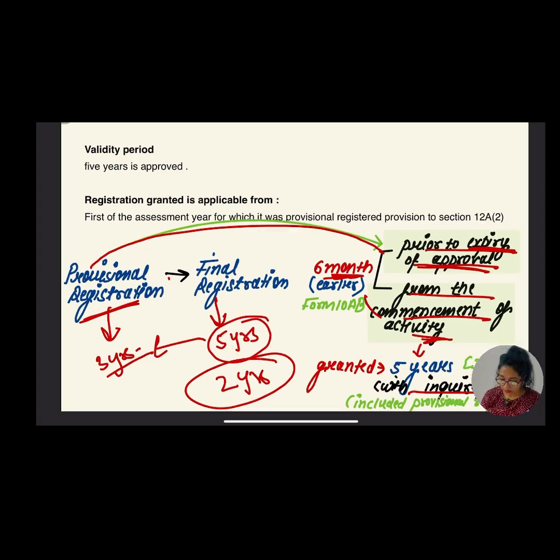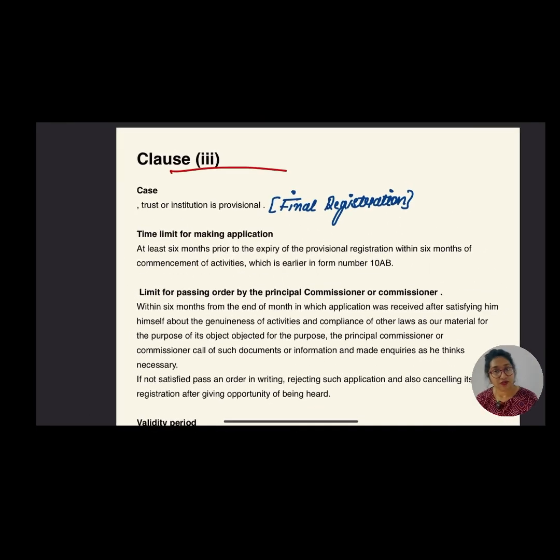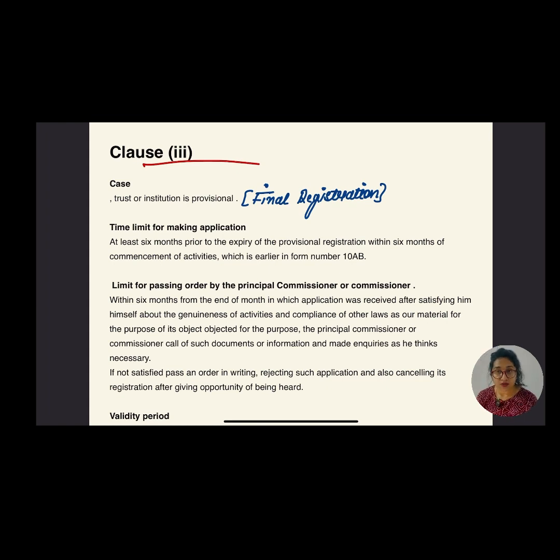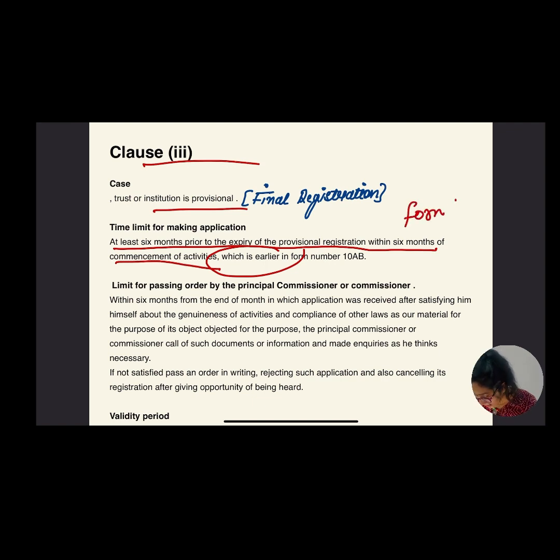Now let's go for the clause 3rd, which is of final registration. Trust or institution is provisional. The next step is going to be final registration. Time limit: at least 6 months prior to the expiry of provisional registration, or within 6 months of commencement of activity, whichever is earlier. But form number मैंने बताया नहीं, form number is going to be 10AB here. ठीक है, form number is going to be 10AB here.